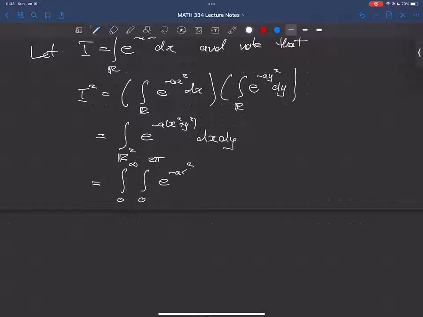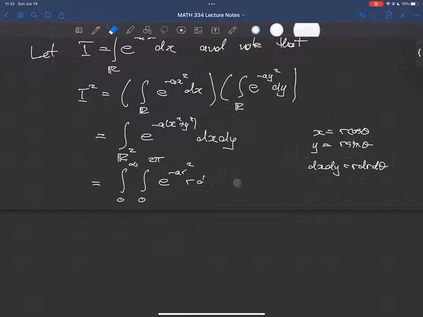Okay, and then if you use x is equal to r cos theta and y is equal to r sine theta, then you can calculate that dx dy is r dr d theta. Okay, so it's r dr d theta. According to the convention that I use myself, I write it this way. And so this one matches with that one.